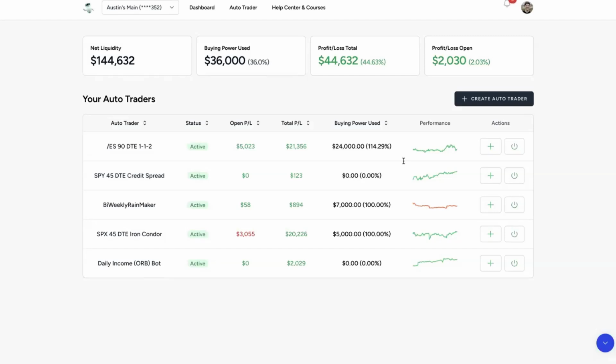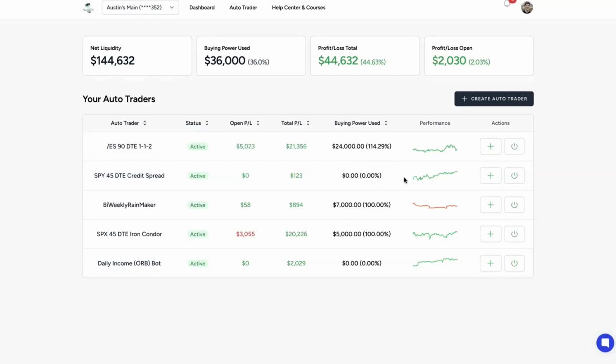We do work well with zero DTE trades, obviously. I have my daily income ORB bot. I can see here it's maybe $2,000, so not too bad. That's the bot we have there, and it works well. But if you're trying to be super nitty-gritty on zero DTE, that would be Options Alpha, actually. Outside of that, we're better in everything else.